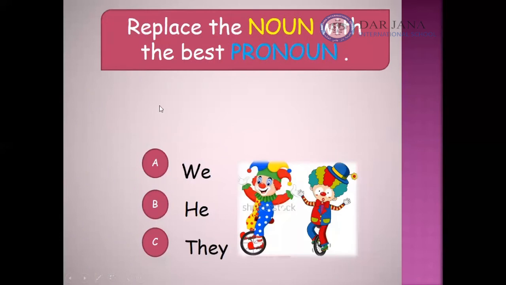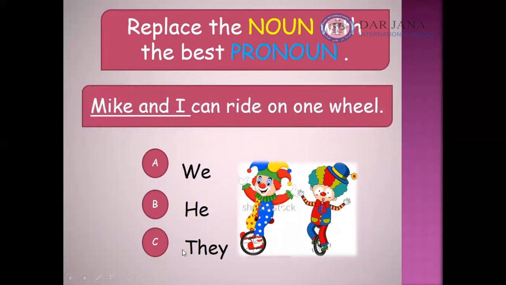Okay. Replace the noun with the best pronoun. Okay, so remember, we includes I, he is for a boy, and they is for more than one. Okay. Mike and I can ride on one wheel. Here it's got I. Do you remember which pronoun we use when we have I? We, he, or they? Yes, that's right. It's we. When it includes I, we say we can ride on one wheel.